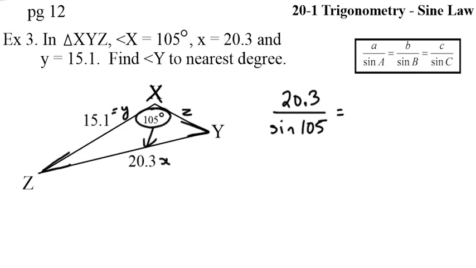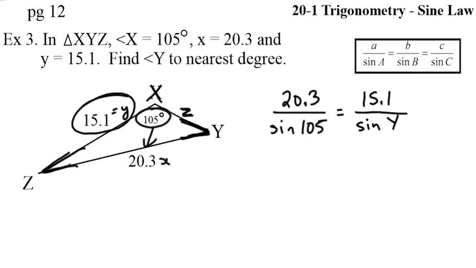What am I trying to find? I'm trying to find angle Y. What's nice is I do have side Y. So we have 15.1 over sine of Y. In this case, I don't know angle Z. I don't know side Z, but I don't care because I have enough information to solve the question.